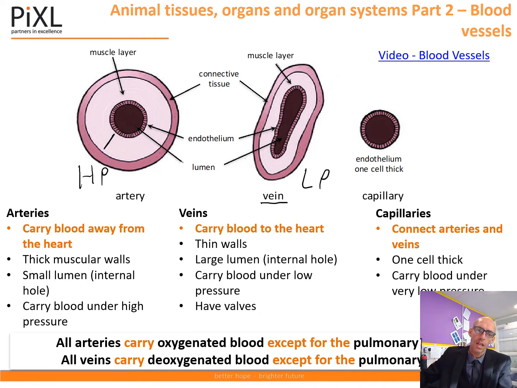The arteries are carrying blood with lots of O2, so I'm going to put high oxygen, and the veins carrying it back to the heart, low oxygen. The oxygen is being used up around the body. Because there's high pressure, we don't need valves in the arteries. So arteries have no valves. However, veins have valves.